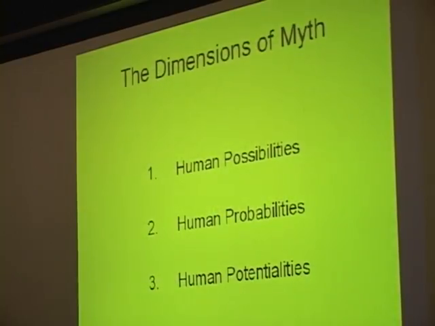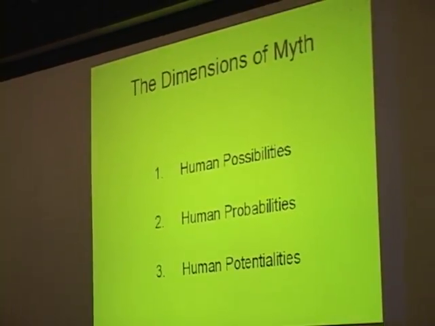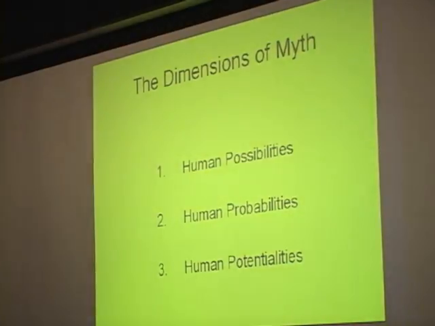Now, we started talking about myths last week. And I went back and found a little display done by Maulana Karenga. Karenga says that one of the things that myth does is to outline human possibilities. Another thing it does is to outline human probabilities. And thirdly, it outlines human potentialities.